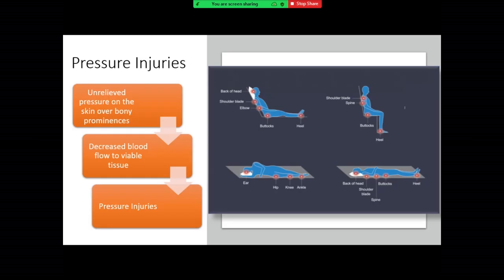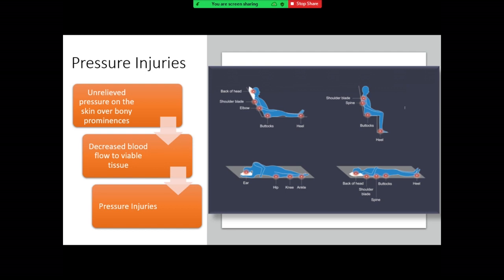And these are called pressure injuries. And pressure injuries are a situation where it's unrelieved pressure over skin of bony prominences. And so heels are super easy to think about. You sit in bed all day, you lay in bed, your heels sit on the bed. Now, although it's soft, it's not that soft. And so it's going to cause decreased blood flow. And that decreased blood flow then leads to the lack of viable tissue. And then that tissue gets injured. And that's what happens in a pressure injury.